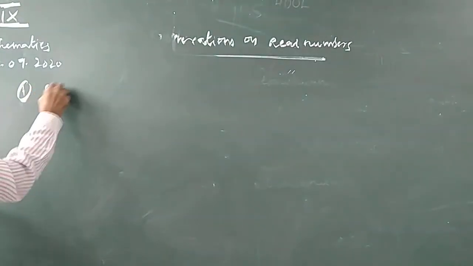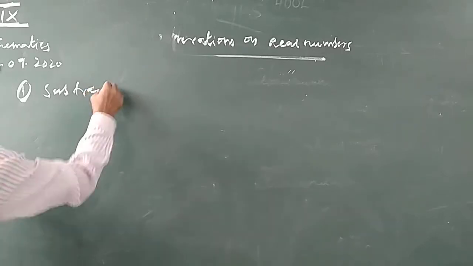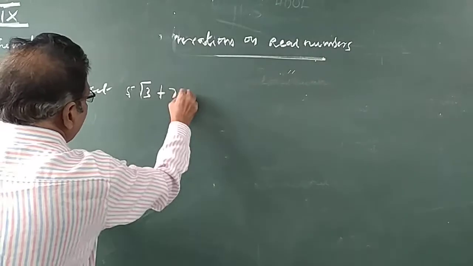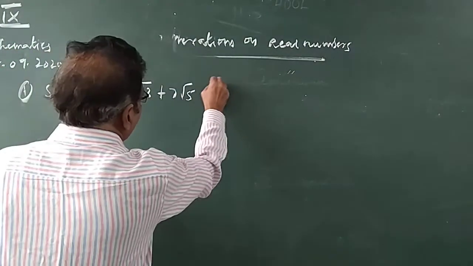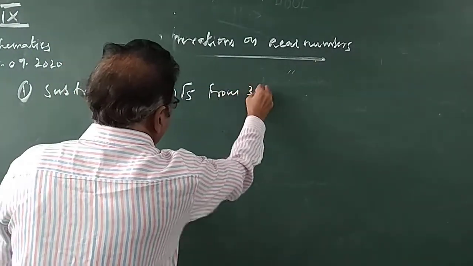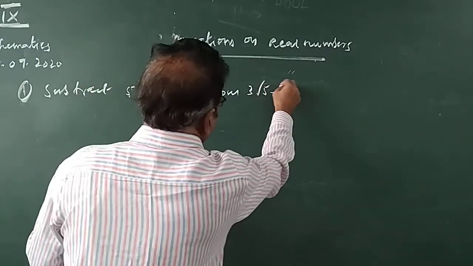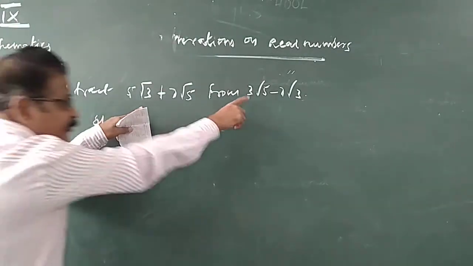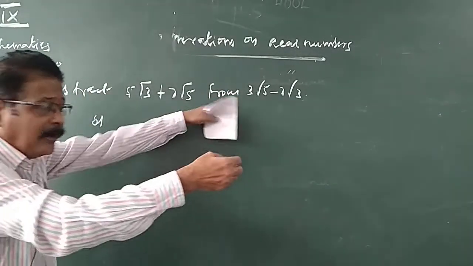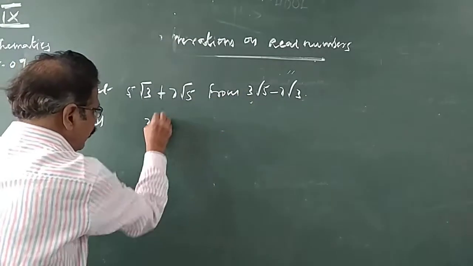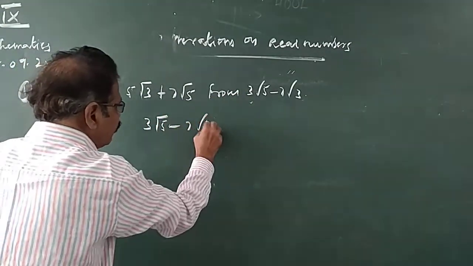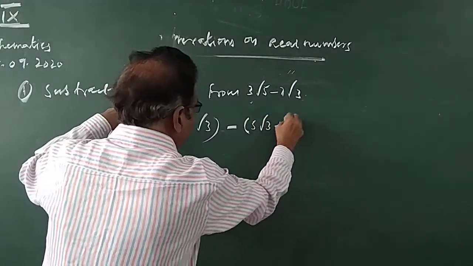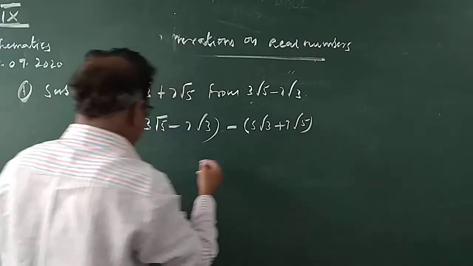Let us see some problems. Subtract 5 root 3 plus 7 root 5 from 3 root 5 minus 7 root 3. How to do this? We have to subtract this from this. So whatever expression is there after from, we write in the beginning. From this, 3 root 5 minus 7 root 3. Subtraction sign is minus. How much you have to subtract? 5 root 3 plus 7 root 5.